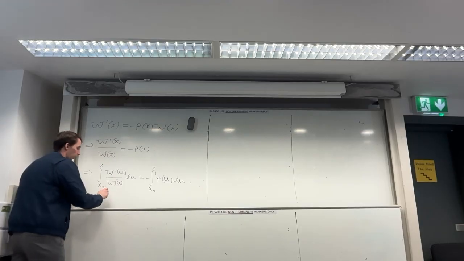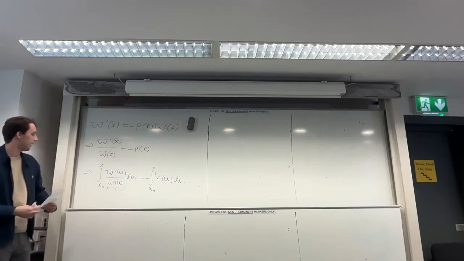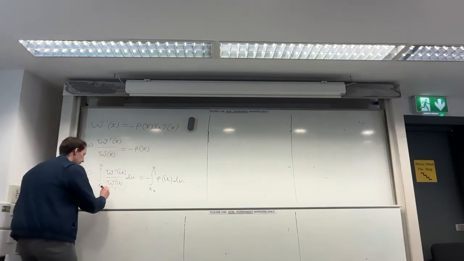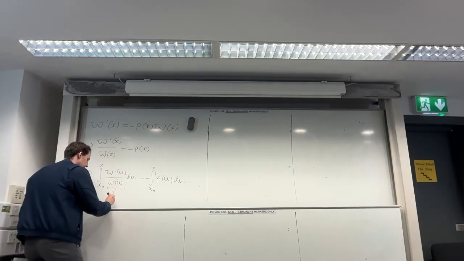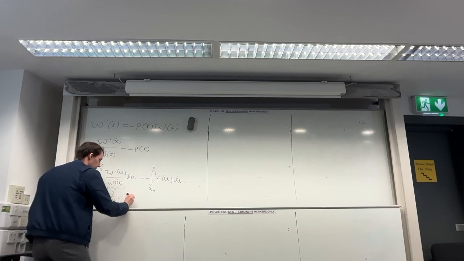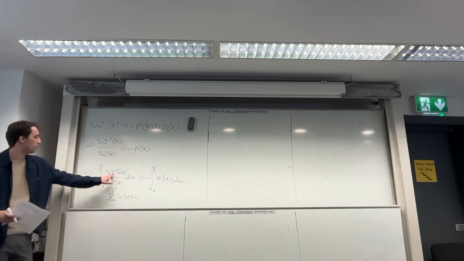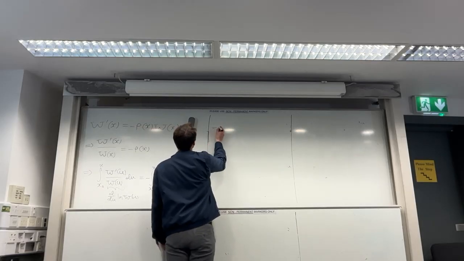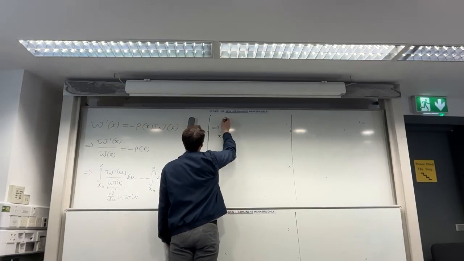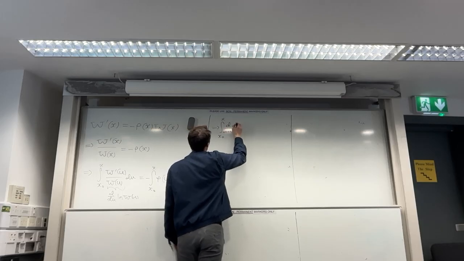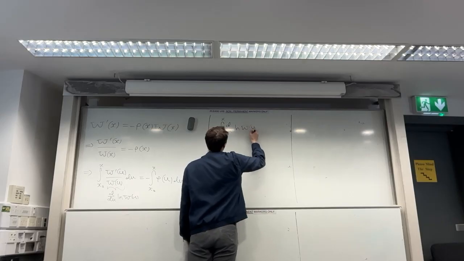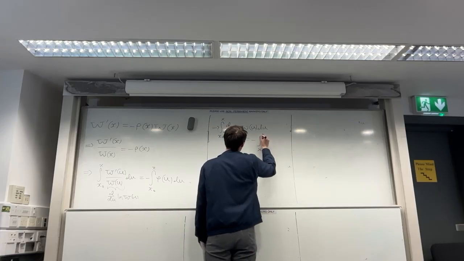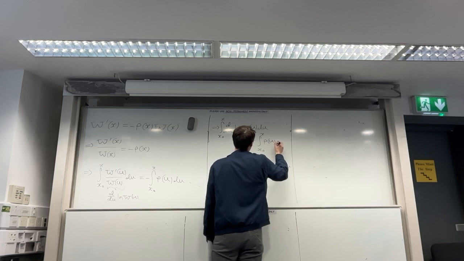If you look at the integrand on the left-hand side, you'll notice that W prime over W is just the derivative of log of W. So we can write the left-hand side as the integral from x0 to x of the derivative of log of W, and the right-hand side stays as is, the integral from x0 to x of P of u du.